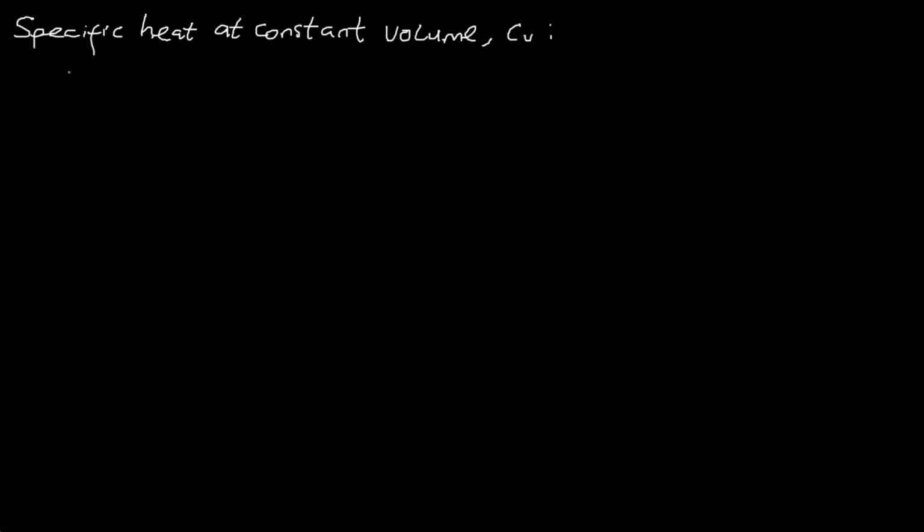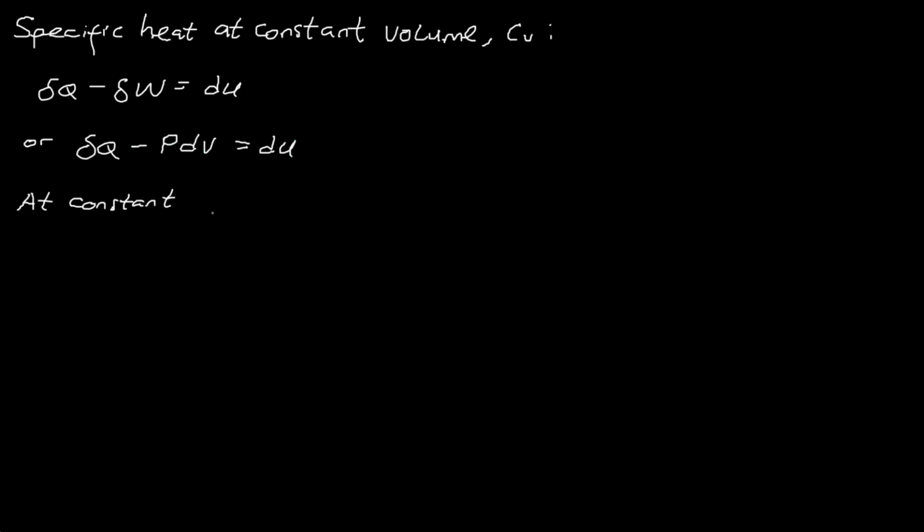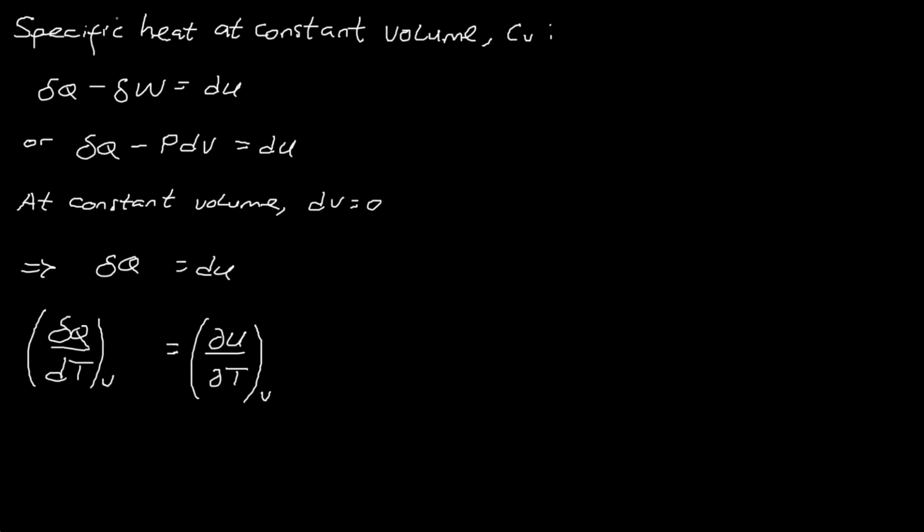For a closed system, we can write the energy equation in differential form as delta Q minus delta W equals dU, or delta Q minus PdV equals dU. At constant volume, the term dV is equal to 0, so we are left with delta Q equals dU. Differentiating both sides with respect to temperature while the volume remains constant, we have dQ/dT on the left-hand side and the partial derivative of U with respect to T on the right-hand side. And we use the subscript V to indicate that we are taking the derivative while keeping the volume constant.